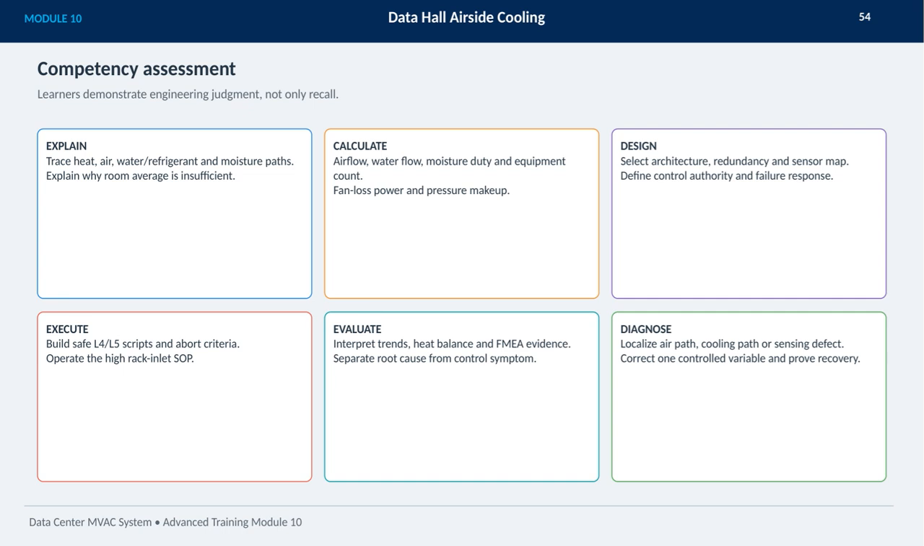You will also evaluate system performance by interpreting trends, heat balance, and failure mode evidence, distinguishing root causes from control symptoms. Finally, diagnosis skills will allow you to pinpoint defects in air, cooling, or sensing paths, correct a controlled variable, and demonstrate recovery effectively. This comprehensive competency assessment ensures you apply both knowledge and practical skills in real-world scenarios.